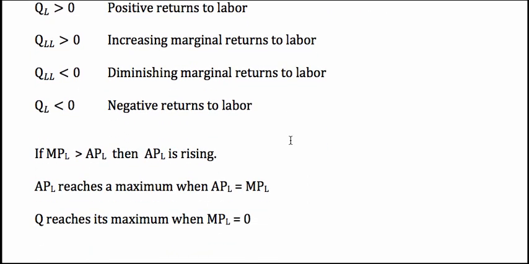And it's important to recognize that if the marginal product of labor is greater than the average product of labor, then the average product of labor is rising. The average product of labor reaches a maximum when AP sub L is equal to MP sub L, and Q reaches its maximum when the marginal product of labor is equal to 0.